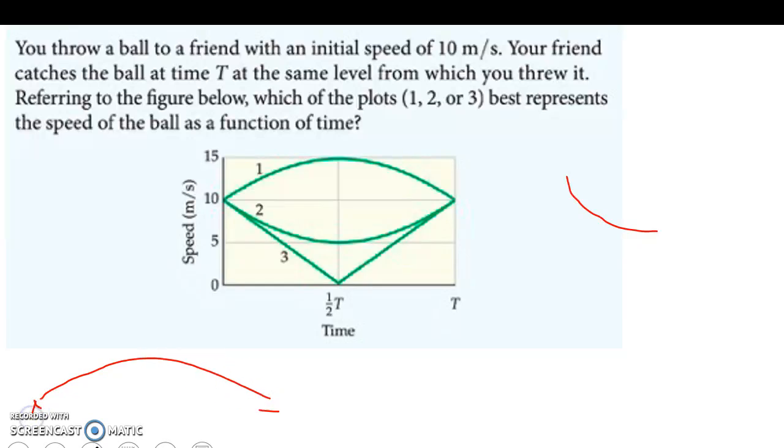Here's you. Here's your friend. The ball leaves. It slows down until it gets to this point at the very top, velocity 0. Then it comes back down to your friend. So the speed's going to decrease, then increase back. So 2 is the best answer here.